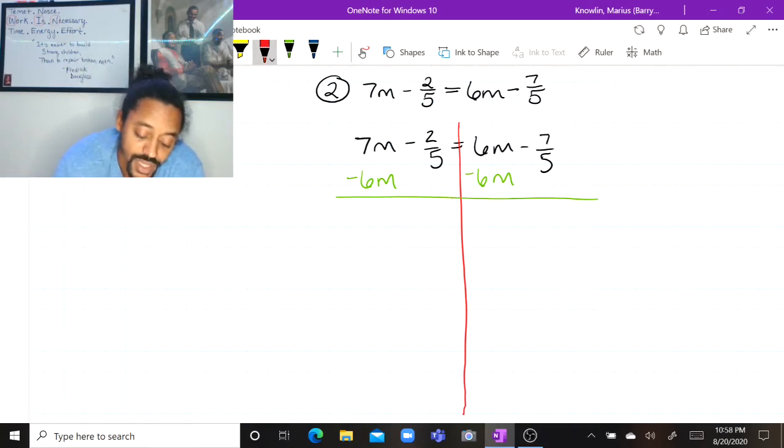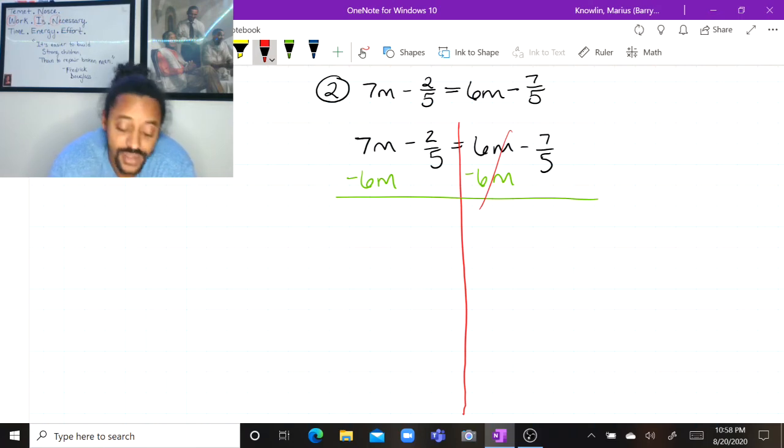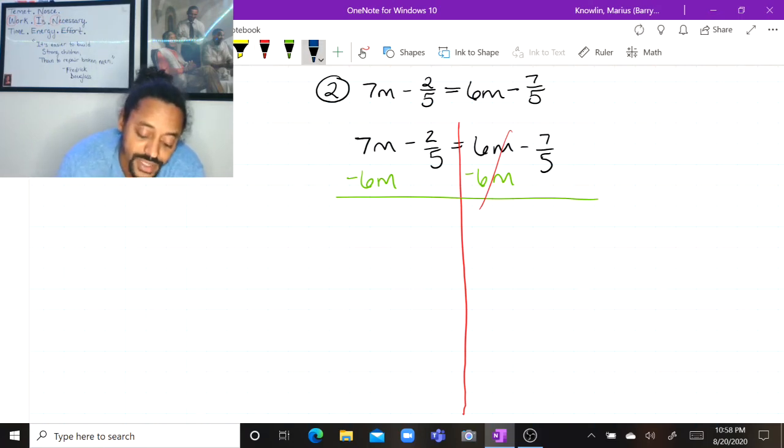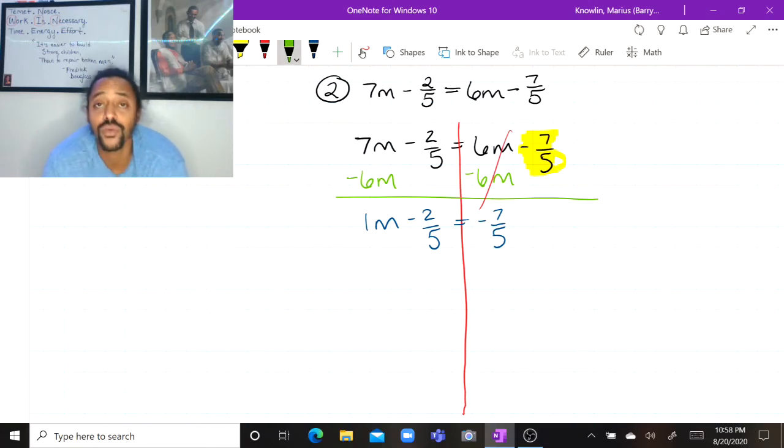So when I do that, the 6m's on the right cancel out, and 7m minus 6m makes 1m, or just m, okay? Minus 2/5 equals negative 7/5, okay? And just in case you don't see that, that is negative 7/5, all right? Now we want to combine our other like terms, our constant terms, and we do that by adding. In this case, we're going to add 2/5 to both sides.